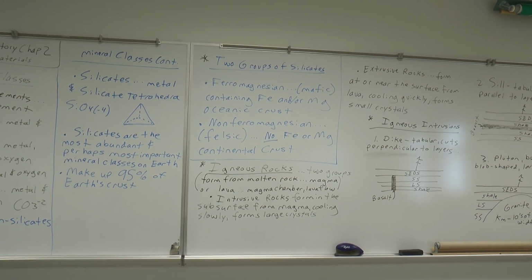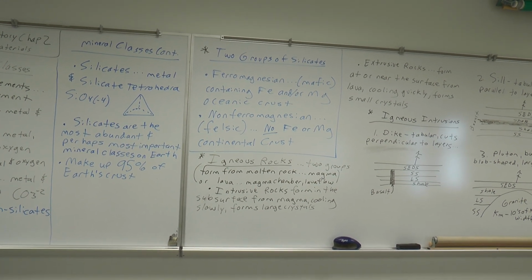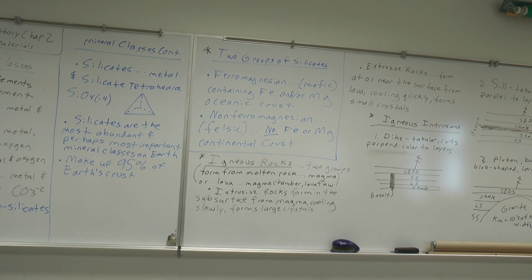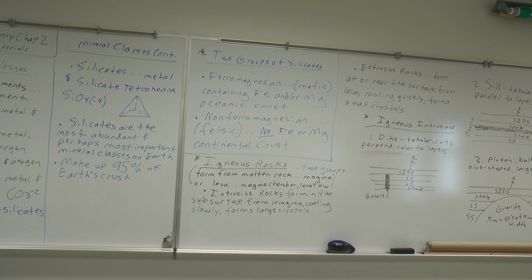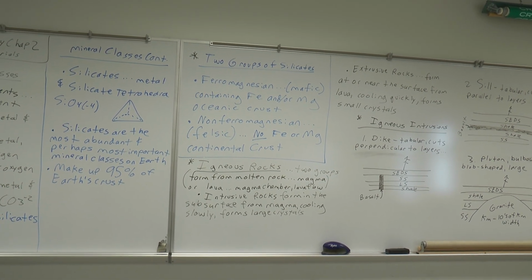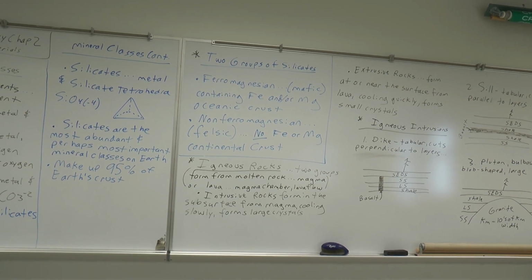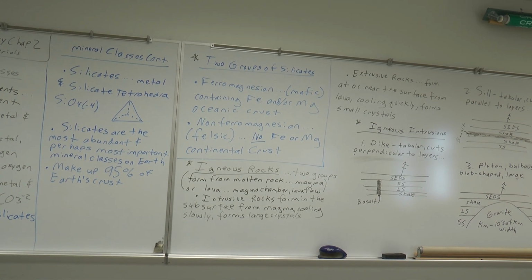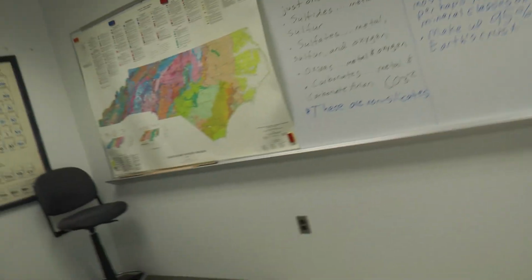Okay, so intrusive versus extrusive rocks may sound quite familiar to some of you. Intrusive rocks form in the subsurface below ground from magma, and that magma is going to cool very, very slowly, allowing the crystals to grow large. Okay, so a good example of an intrusive igneous rock would be granite, which is also felsic, non-ferromagnesian type of igneous rock, making up the continental crust. Okay, I'm going to have to move to carry on with our notes.